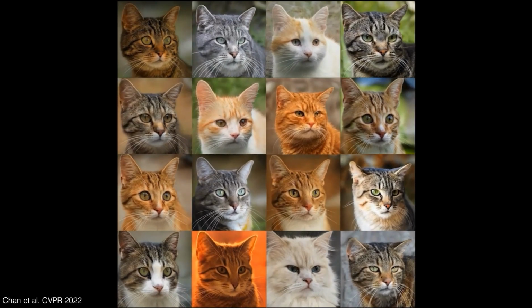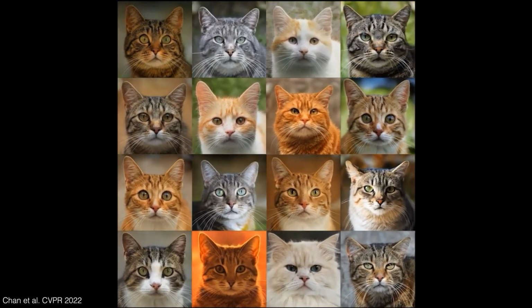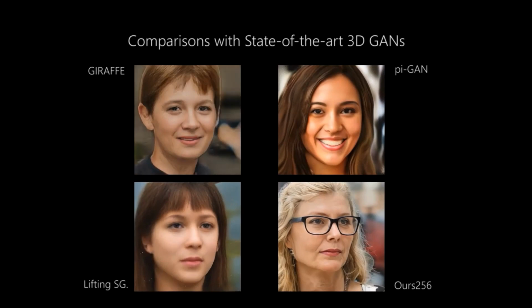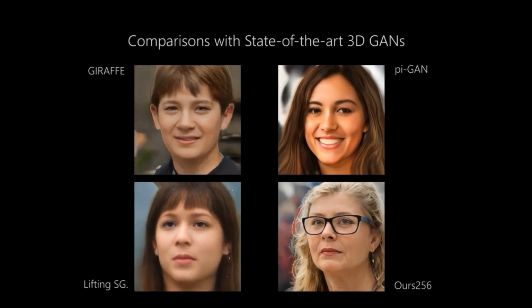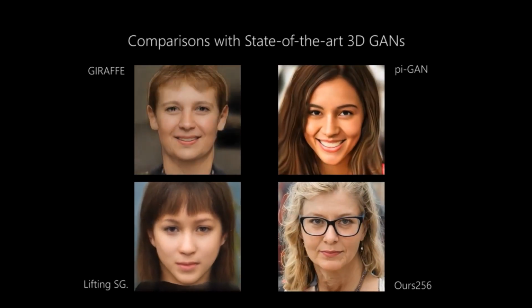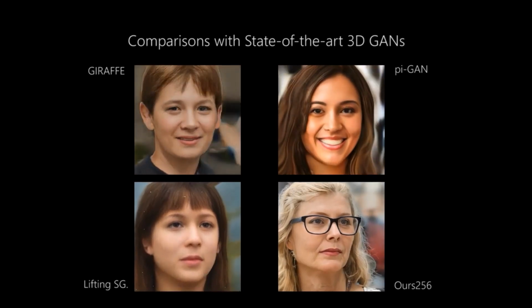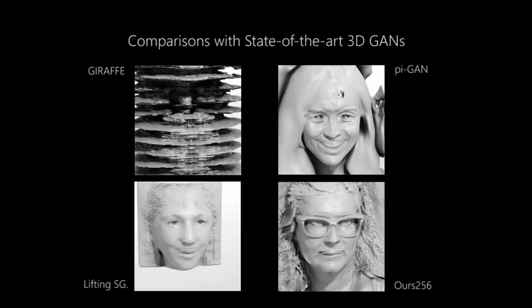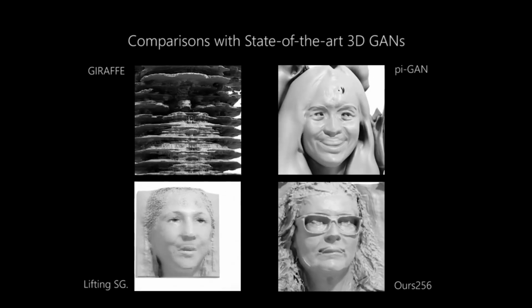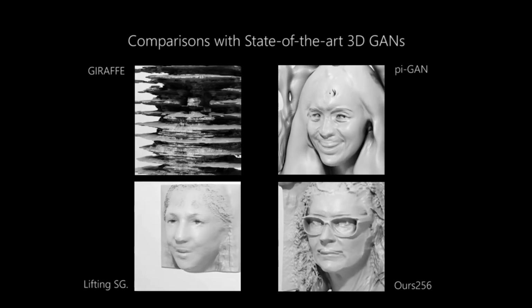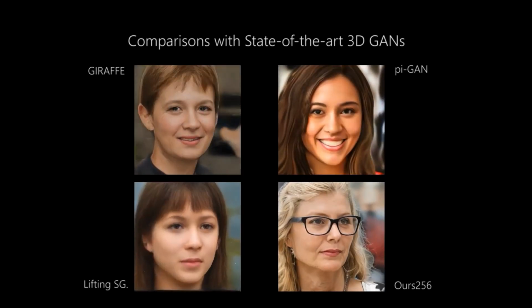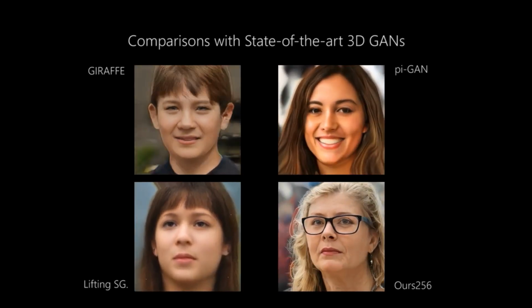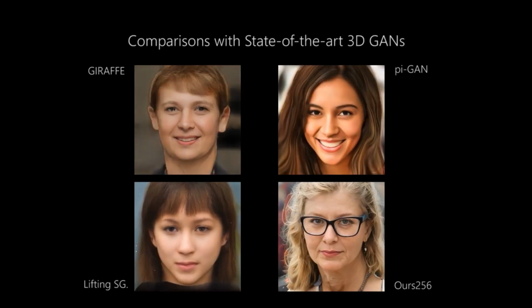And you even get a lot of diversity in these trained cats. This is another FFHQ-style dataset that has all these different animals. So the results look really good. And if you compare them to state-of-the-art 3D GANs like GIRAFFE, pi-GAN, and Lifting StyleGAN, ours really is a big step in quality, especially on the shapes, because most existing high-resolution 3D GANs heavily rely on super-resolution modules that give you results that look good from one perspective, but that are not multi-view consistent.